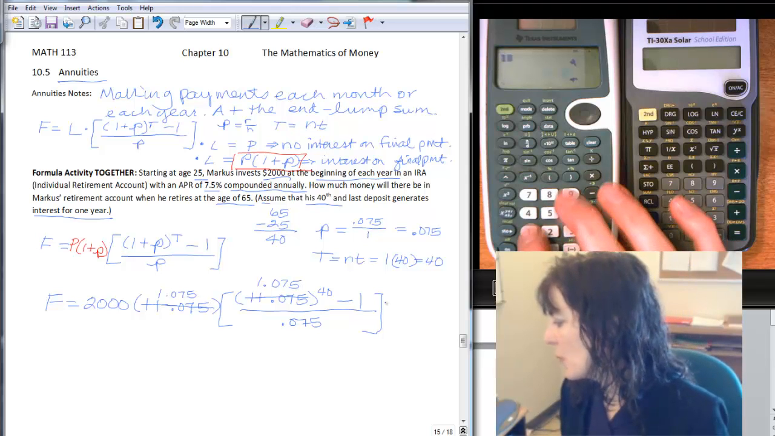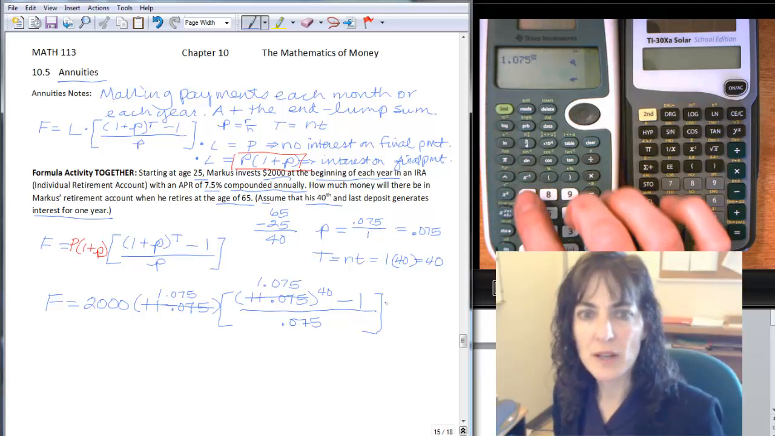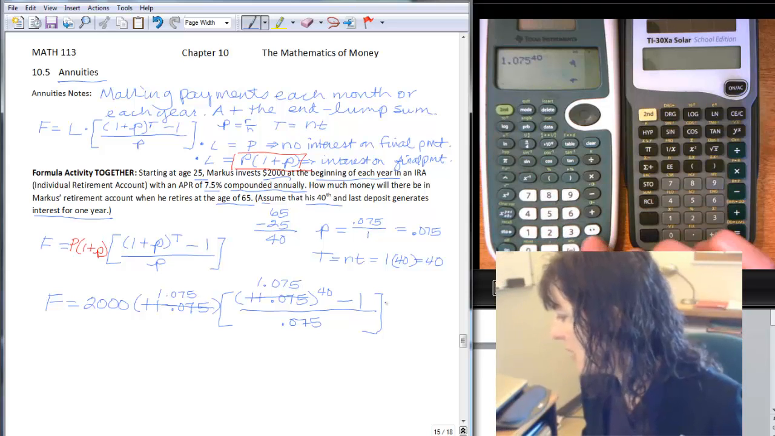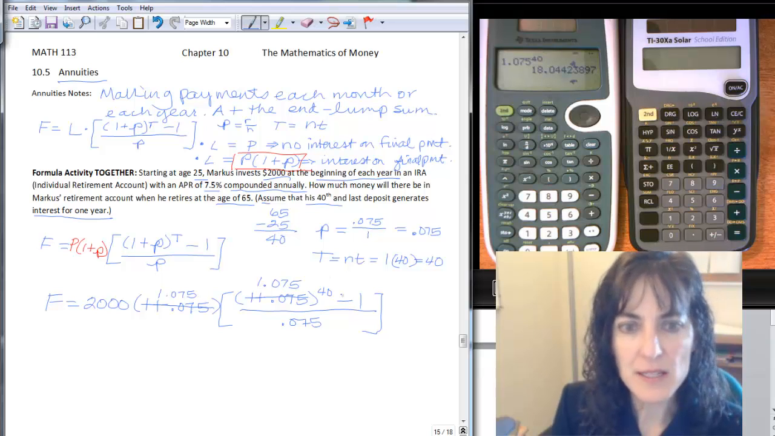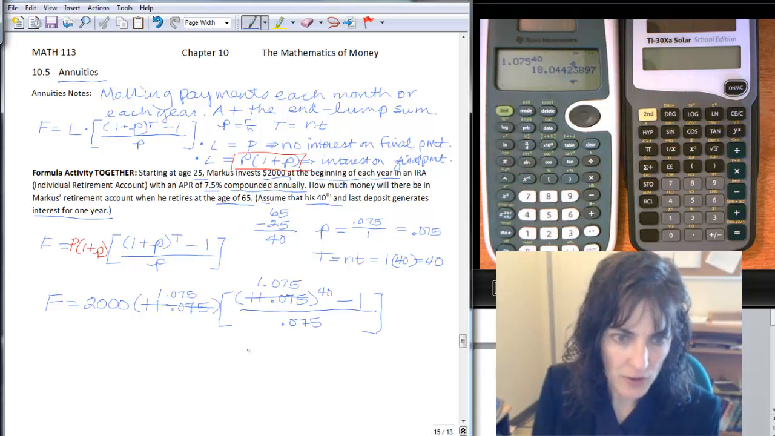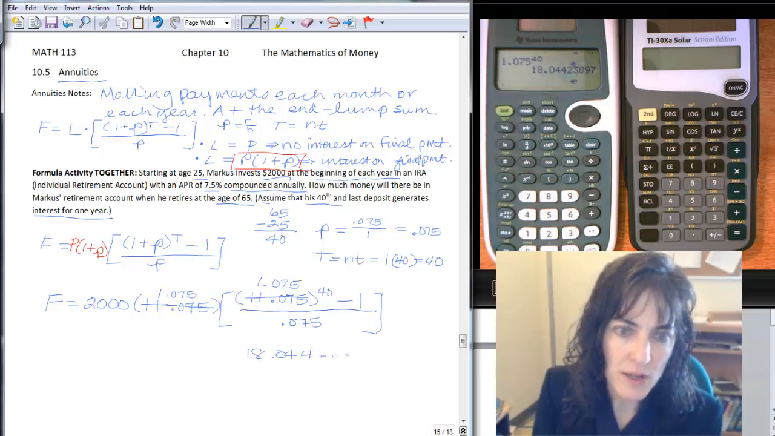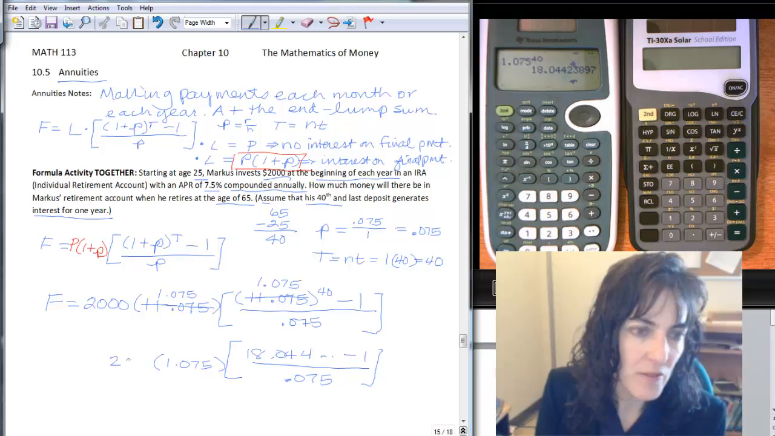So I'll put that in, 1.075, and there's my to the button for this calculator, to the 40th, and push enter. Now I got 18.04 something. The next thing that I have to do in that numerator is subtract 1. So I have that sitting there on my calculator. I can write it down definitely, 18.044, and it goes on, minus 1 over 0.075. And then here I have the 1.075, and here I have the 2000.